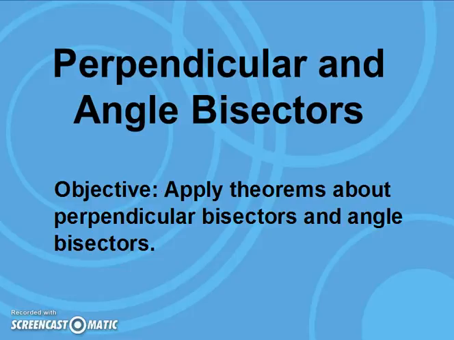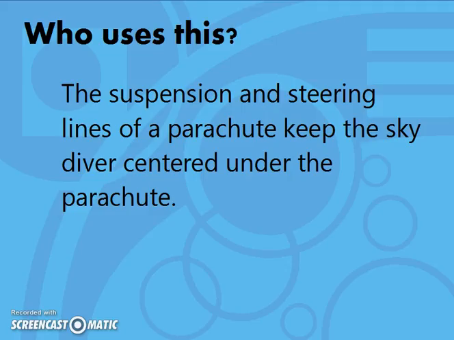Perpendicular and angle bisectors. Our objective is to apply theorems about perpendicular bisectors and angle bisectors. Who uses this? The suspension and steering lines of a parachute keep the skydiver centered under the parachute. Let's look at some vocabulary.